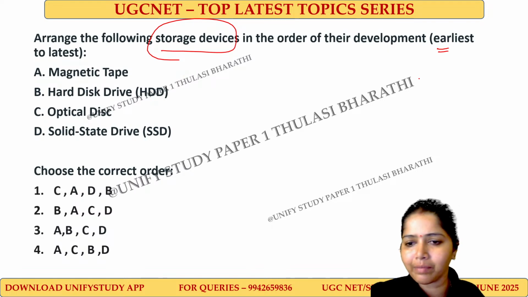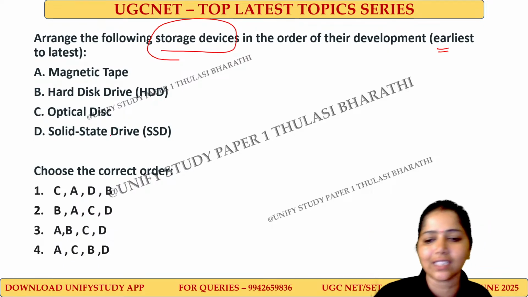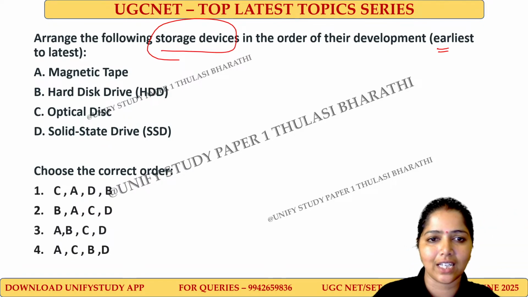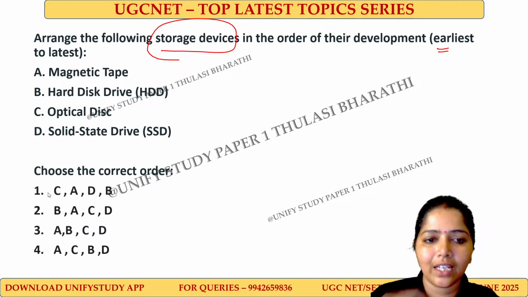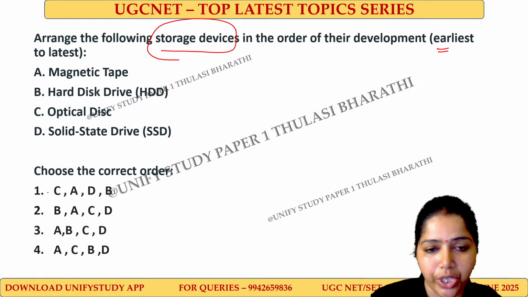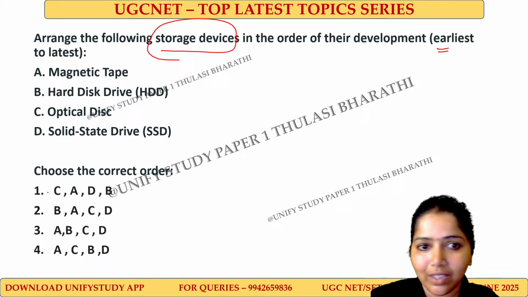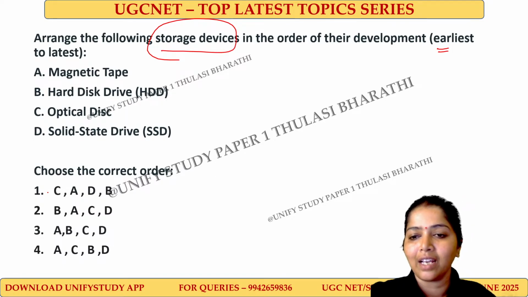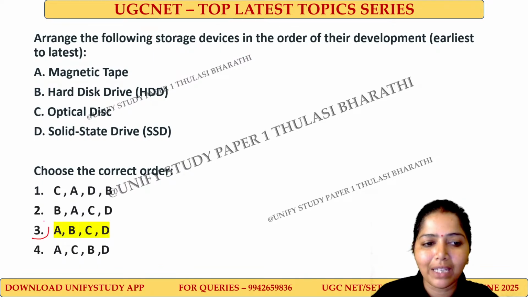Very good, but let us check the answer. I am talking about evolution. What evolved first? I am talking about evolution. The right answer is option number 3.